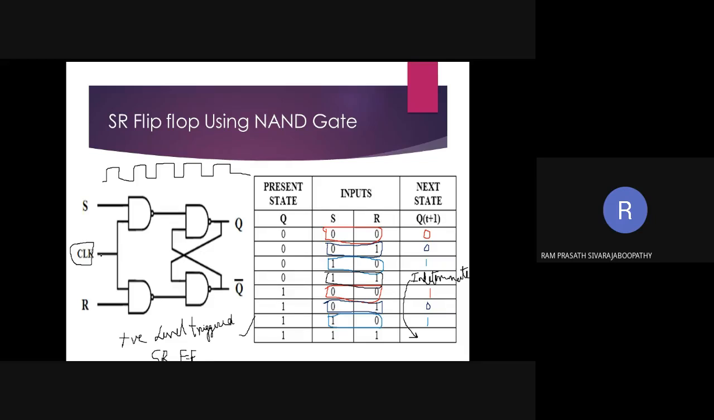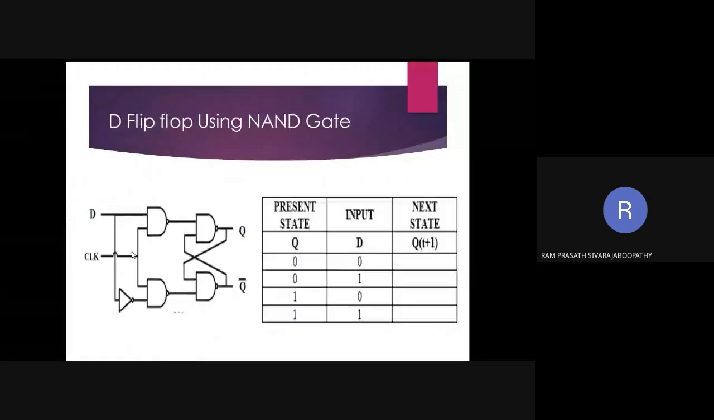Okay. So now we will move to D flip flop. Let us clear this up. Kindly take a screenshot of this. I will move to the next slide. Since you asked about the clock, we have drawn this. Okay. Next, see what we have done for the D flip flop.